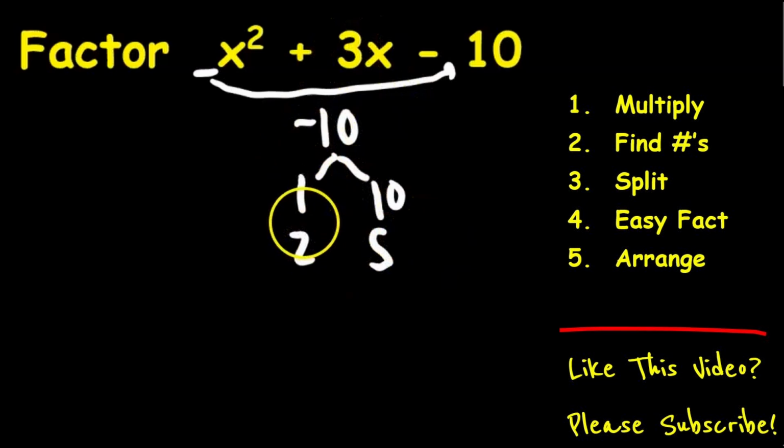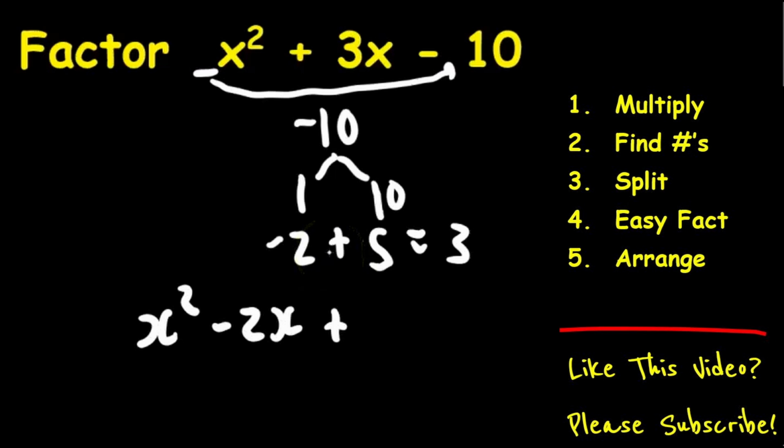Now, one has to be negative. If the 2 is negative, then when they add together, we get 3. So these are our two numbers. And for step 3, we want to split this 3 right here into these two numbers. So we get x squared minus 2x plus 5x minus 10. So we split that 3 up, see that?